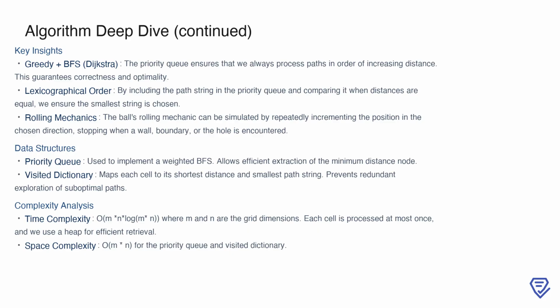For complexity, the time complexity is O(m*n*log(m*n)), where m and n are the grid dimensions. This accounts for processing each cell once and using a heap for efficient retrieval. The space complexity is O(m*n), which accounts for both the priority queue and the visited dictionary.